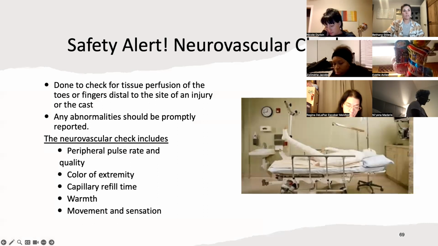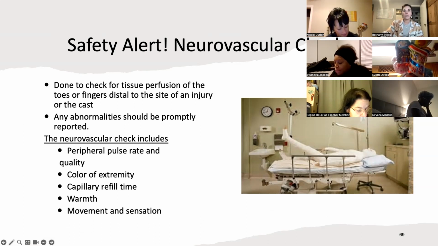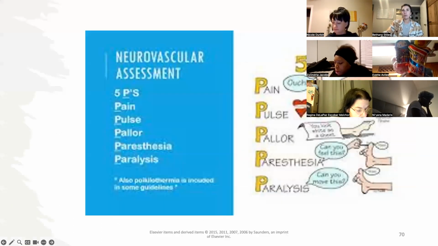So those neurovascular checks tell us that we have appropriate tissue perfusion past the site of the injury. Any abnormals need to be reported immediately. So we're going to look at our pulse rate and quality, the color, our cap refill, warmth, and movement and sensation. And the easy way to remember that is looking for our 5 Ps. So pain, pulse, pallor, paresthesias, which are those sensations, and then paralysis. So your 5 Ps are going to be your neurovascular assessment.